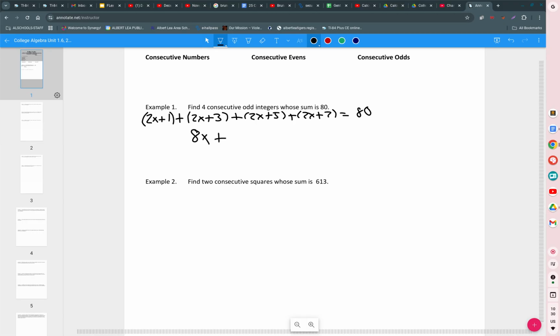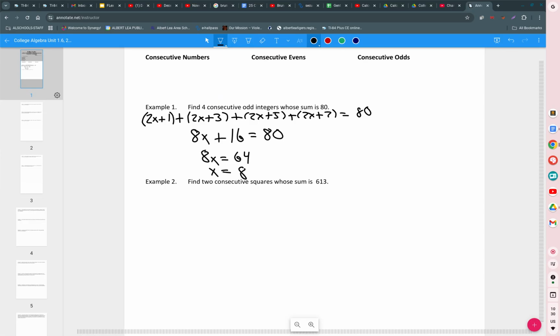And we have 1 and 3, which makes 4. 5 is 9. 7 is 16. Is equal to 80. And we solve. We subtract that 16. 8x is equal to 64. We divide by 8. We get x is equal to 8.